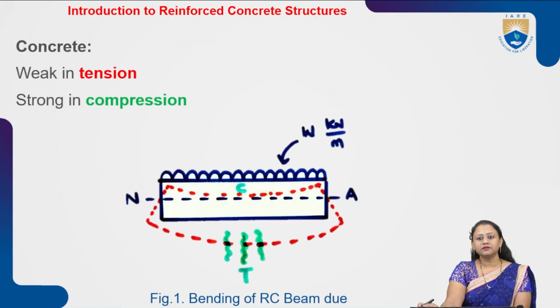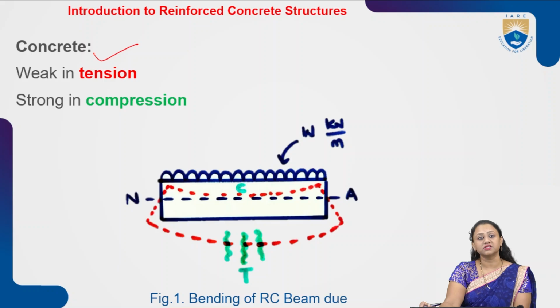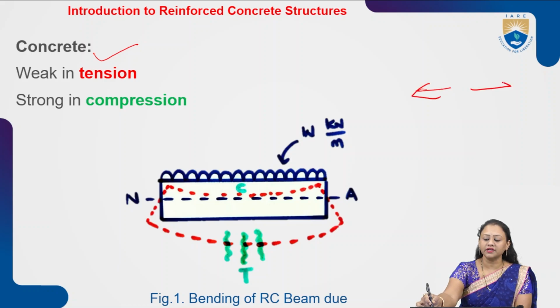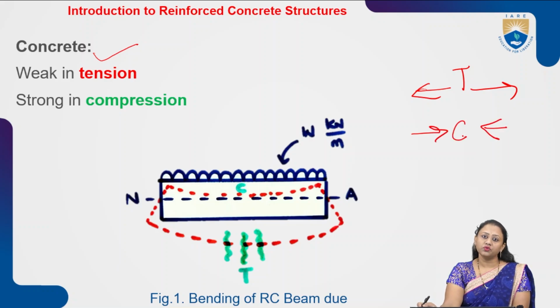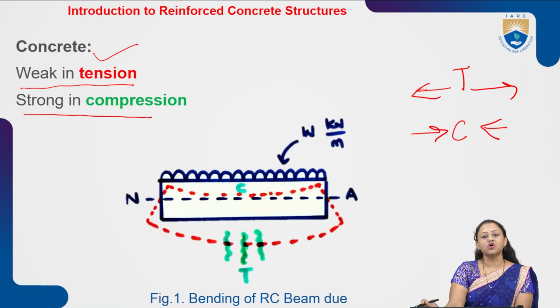So let us look at an example of a reinforced concrete member, that is a reinforced concrete beam. As we should know already, we have seen in the course strength of materials what tension and compression are. Tension is when there is a pulling force. And compression is a compressing force. When we talk about concrete, concrete is an element which is weak in tension, whereas it is strong in compression.